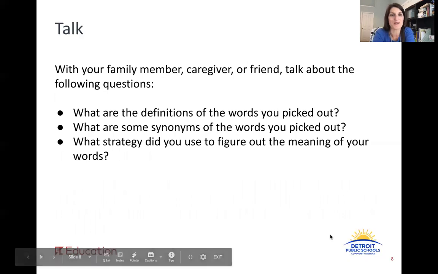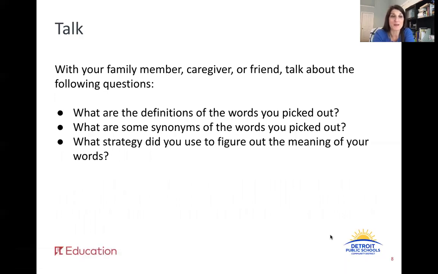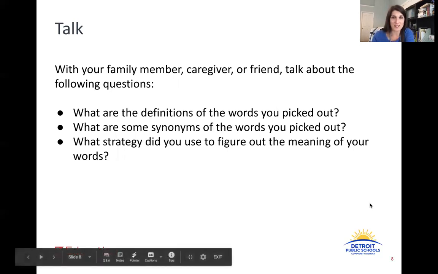All right, super fifth graders, you had a chance to think about it. So now I want you to talk about what are the definitions of words you picked out, what are some synonyms of the words you picked out, and what strategy did you use to figure out the meaning of your words? So for example, if vortex was one of my words, did I look it up in the dictionary? Did I read around the word? Was there a picture that helped me? Could I look at any word parts to help figure out the definition of vortex? Okay. Press pause and have an amazing discussion.